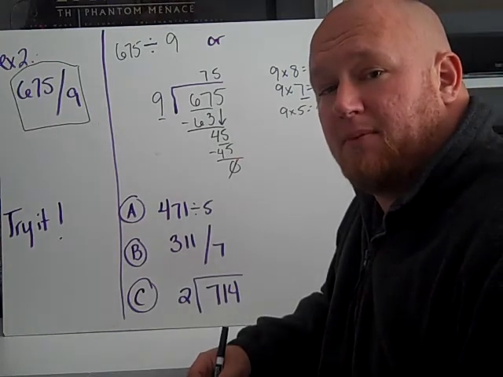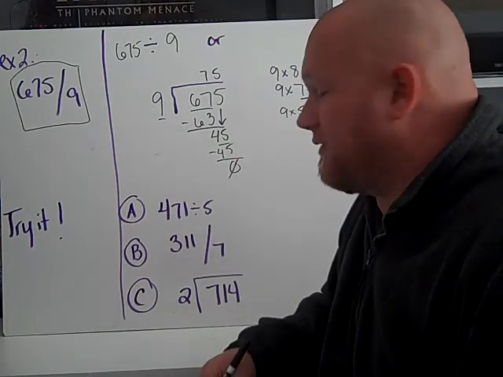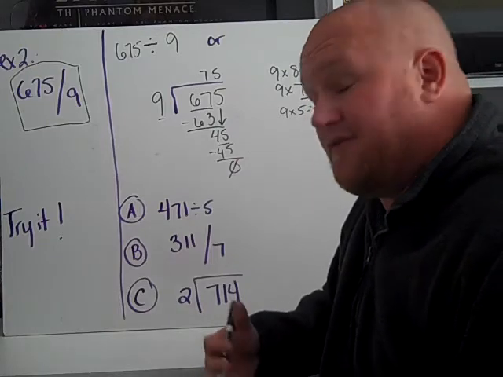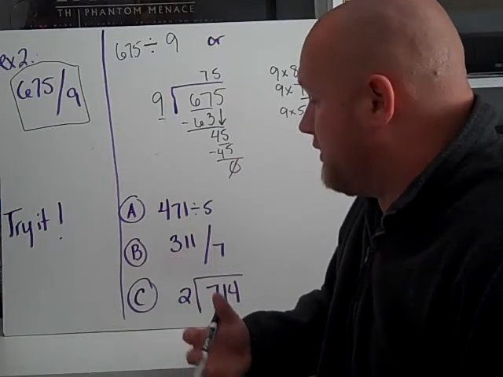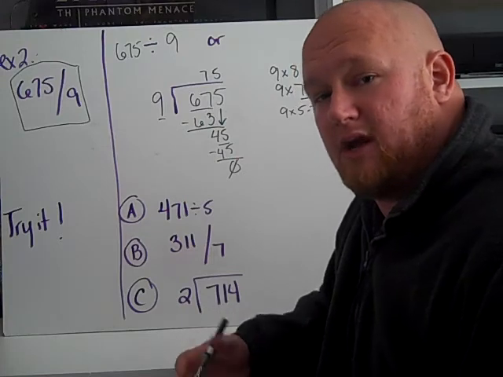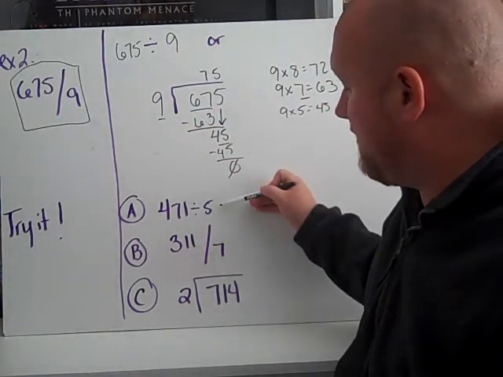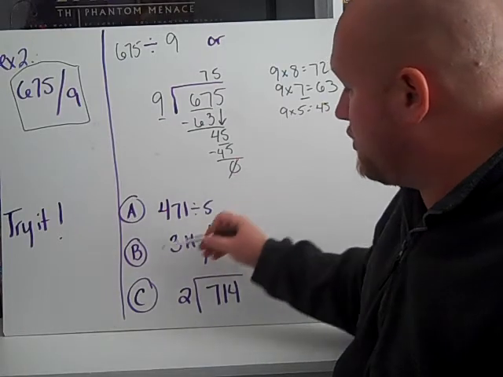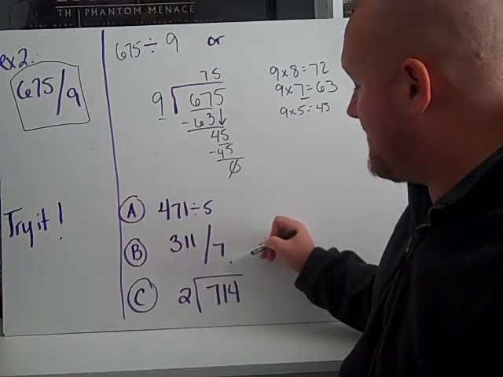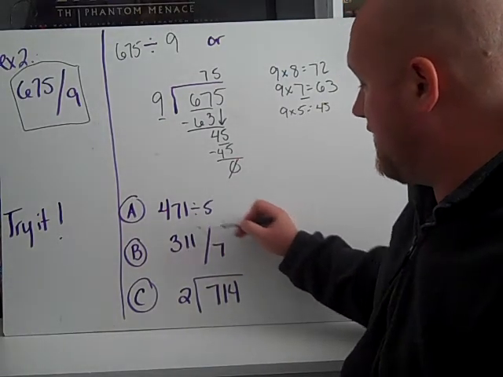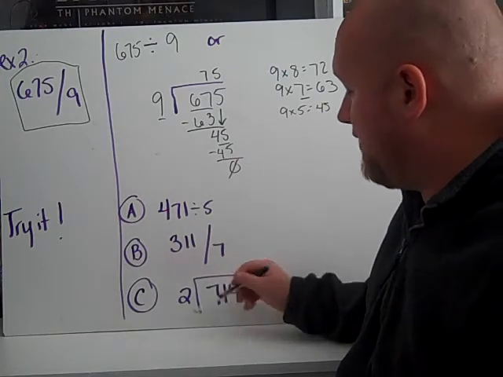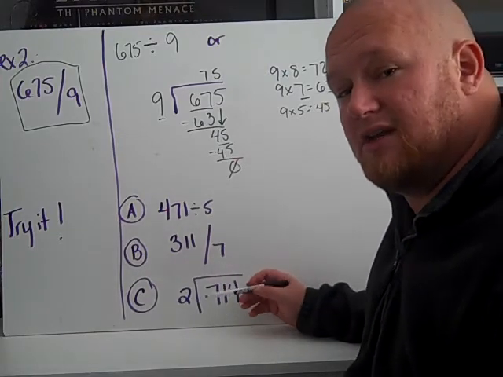I'd like you to try a couple things tonight and be prepared for the discussion tomorrow. If you need to go back and look at the steps while you're doing these problems, you can rewatch the video. Always remember that. I want you to try 471 divided by 5. I want you to try 311 divided by 7. Divisor, dividend, divisor, dividend. Then I want you to try 714 divided by 2.